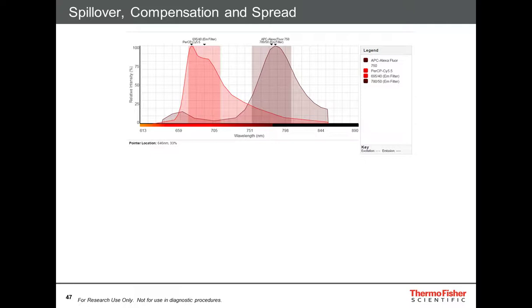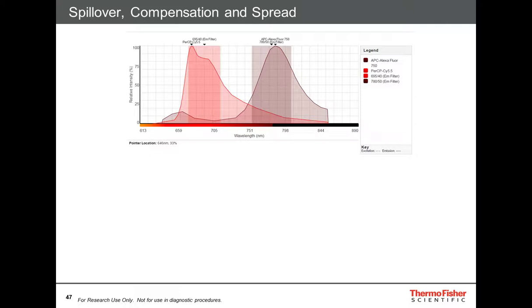So let's talk a bit about spillover, compensation, and spread. These terms are thrown around a lot in flow cytometry. They're sort of the language that flowers speak. You'll also hear the term spillover spreading. So bear with me a minute as I talk about something that's not on the slide here.